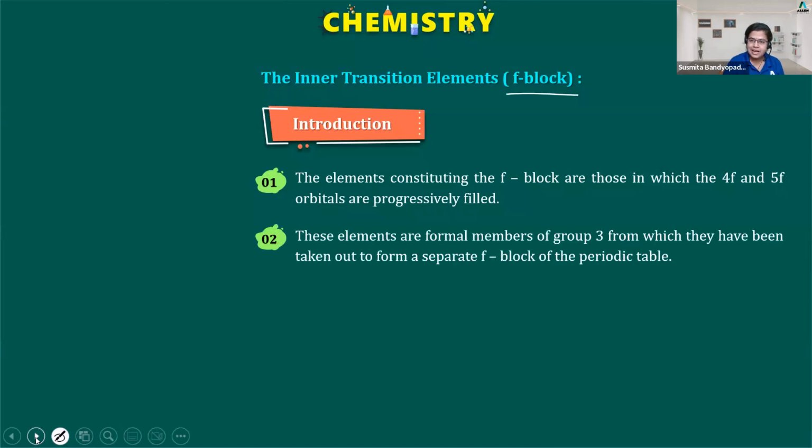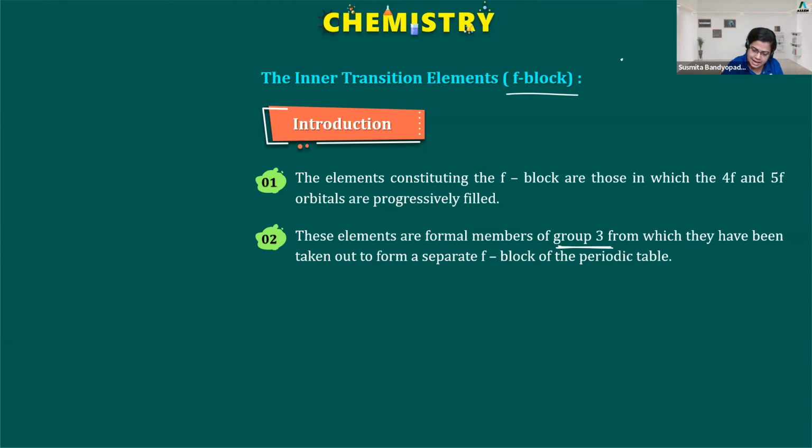Basically, they are an extension of group 3, the first one being scandium. These are formal members of group 3. For example, they make me sit in another room, in class 5 for some reason for a while, but I'm formally a member of class 4 only.